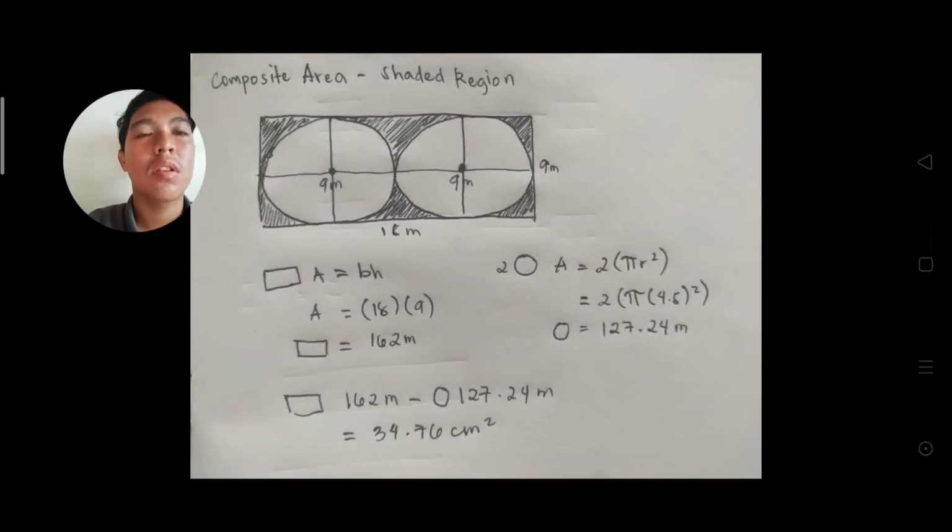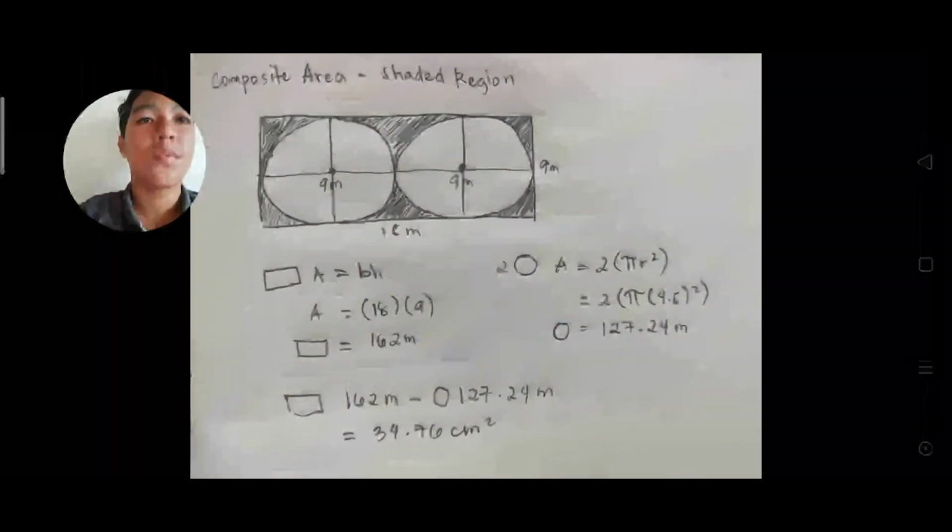And now we have composite area, and we will solve the area of the shaded region. First, we will solve the rectangle part here. Second, we will find the area of the circle, 2 circles. And third, we will subtract the area of the rectangle and the area of the 2 circles.